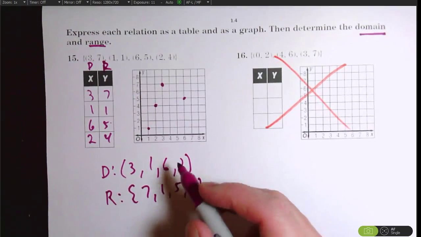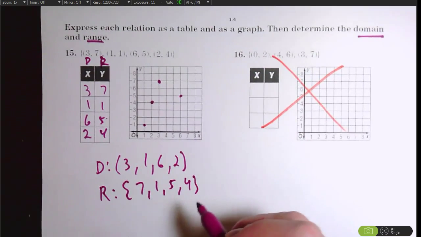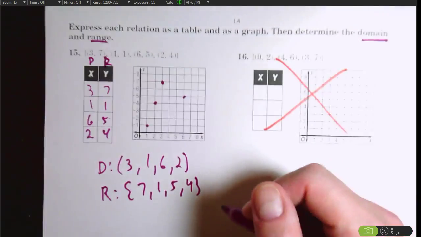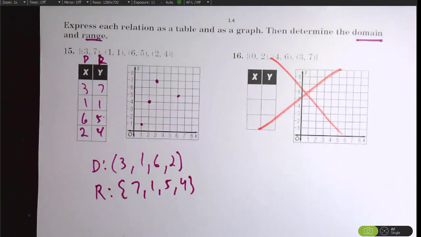Now, it's up to you if you don't like those not being in order, because sometimes I'm kind of picky myself when I'm doing these problems and I'll put it in order. You can. Otherwise, just leave it. It's good. Okay.